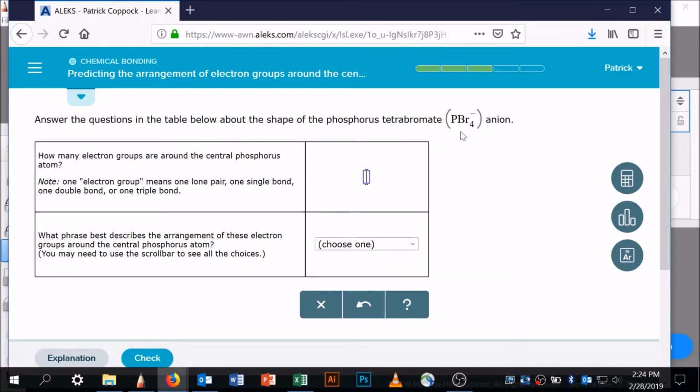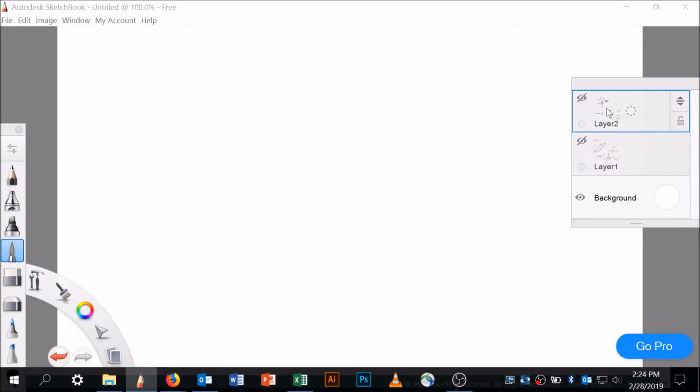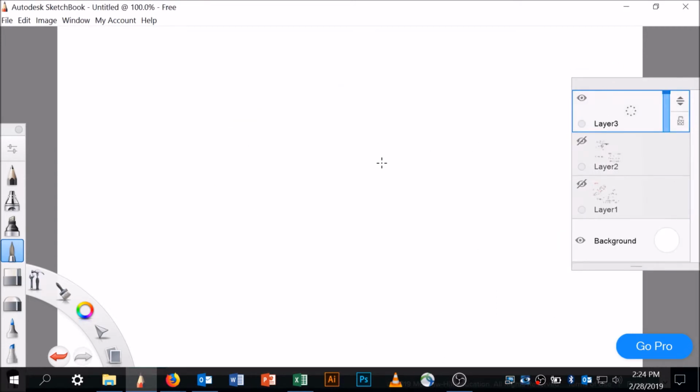All right, so now it's phosphorus tetrabromide anion. Okay, so if it's phosphorus tetrabromide, that means that. Let's wait. I want to get rid of that. Boom. Let's go here. Phosphorus tetrabromide. So phosphorus is in group 5. So it's got 1, 2, 3, 4. Okay. Now, and then there's 1 extra electron.